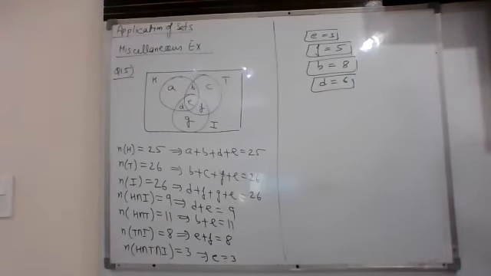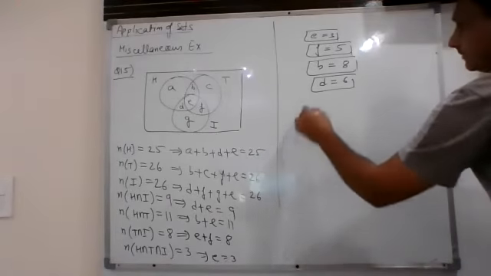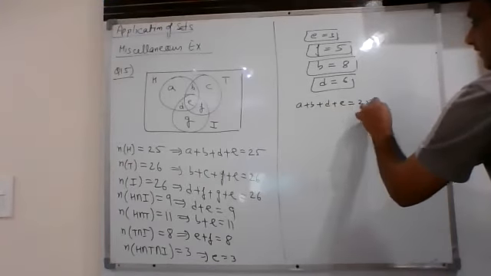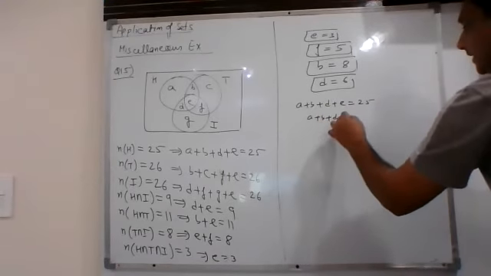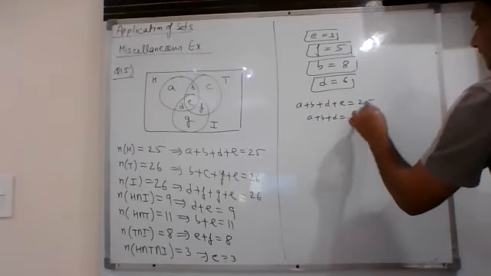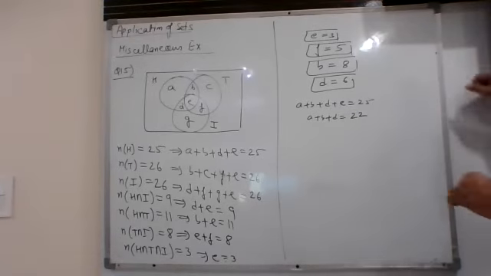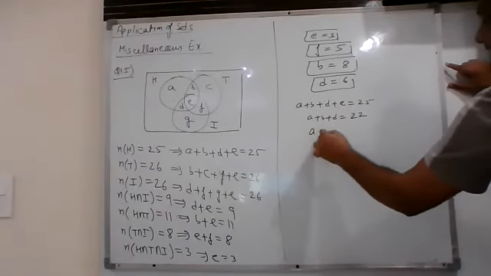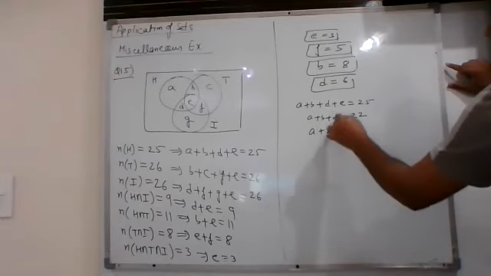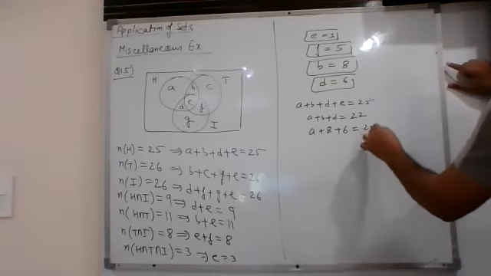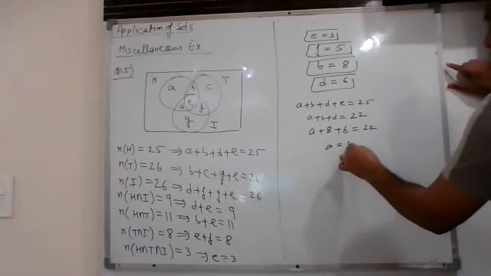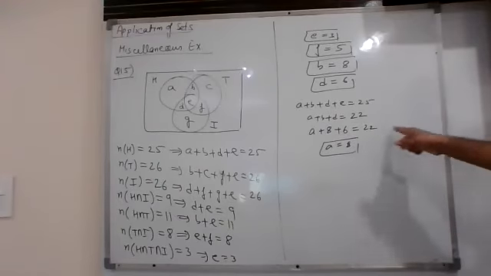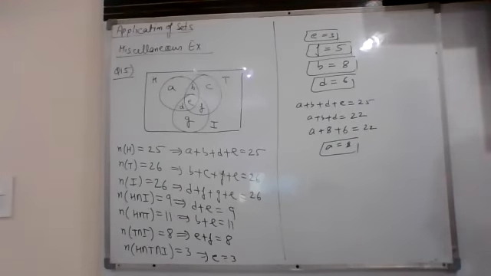Now, from the first equation, you can write A plus B plus D plus E is equal to 25. So A plus B plus D is equal to, putting the value of E over here, 22. Now we have the value of B and D. So B is 8, D is 6. Just do the calculation. So your A will come out to be 8, because 22 minus 14 is 8.